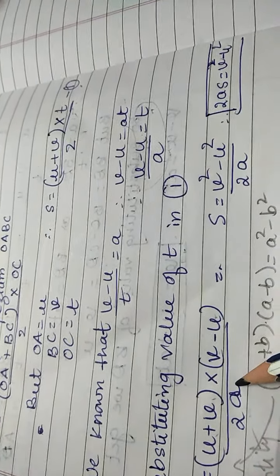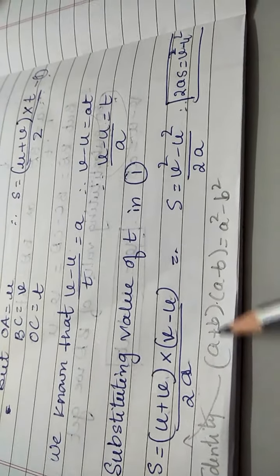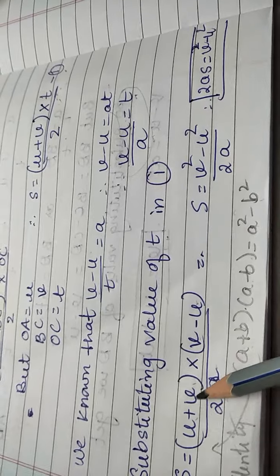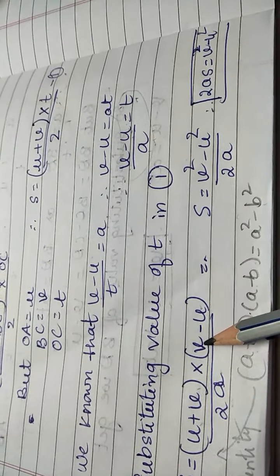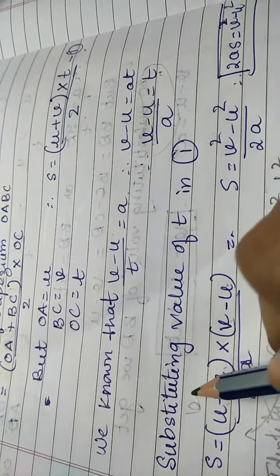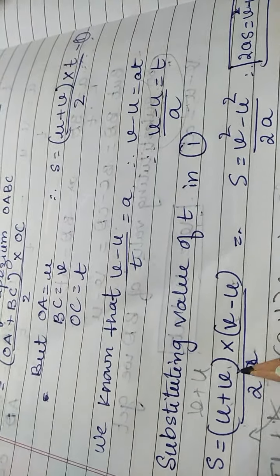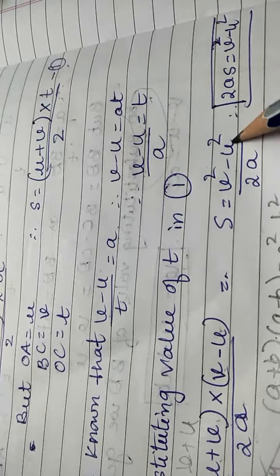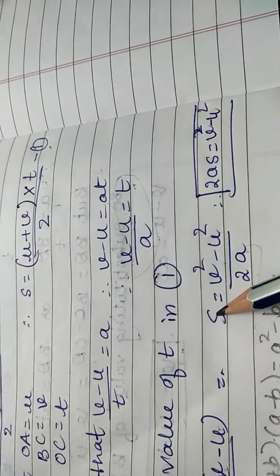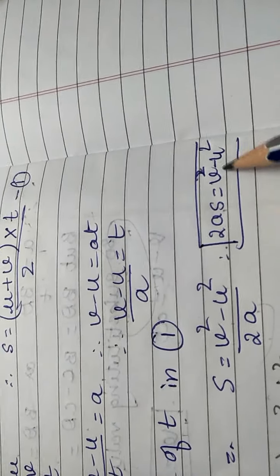So 2a. Now if you remember your identity, a plus b into a minus b is equal to a square minus b square. So u plus v multiplied by v minus u. Here this is also v plus u, that's the same. So you will have v square minus u square using this identity, upon 2a. Now you take this to the other side. So you have 2as is equal to v square minus u square.